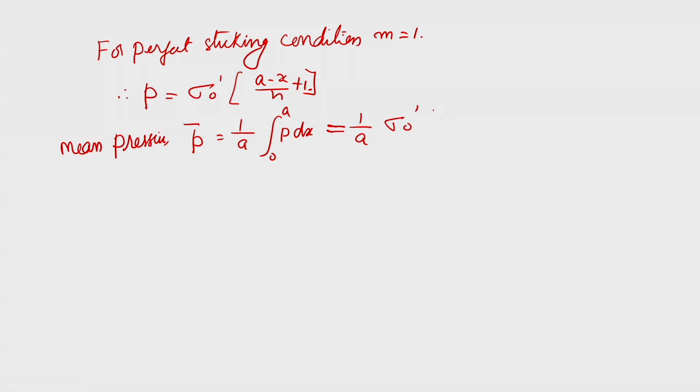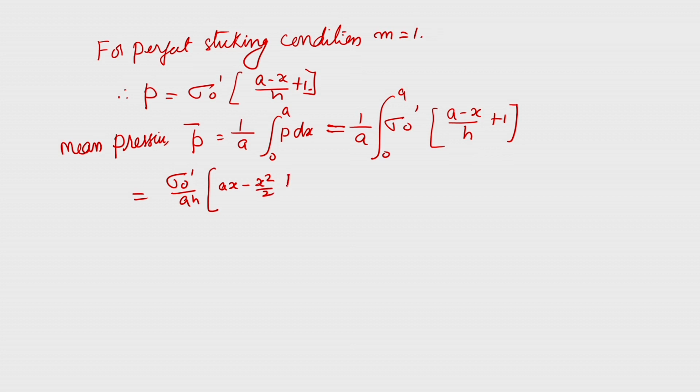Sigma 0 dash into a minus x by h plus 1. So, that is equal to sigma naught dash by a into a x by h, we can write a x minus x squared by 2 plus a h, from 0 to a. So, that is p bar is equal to sigma naught dash into a by 2 h plus 1. We can get this.